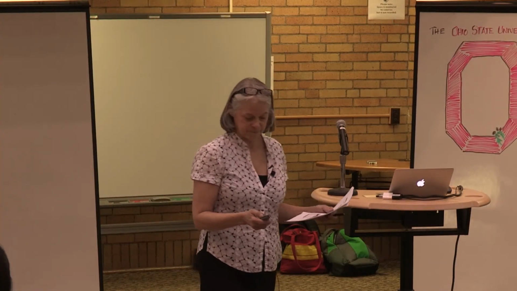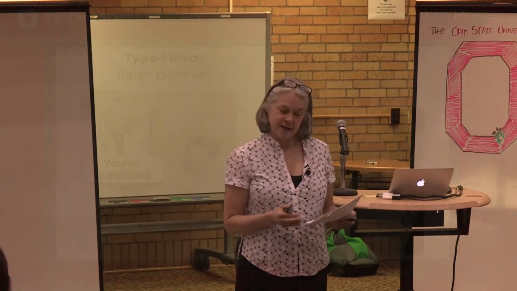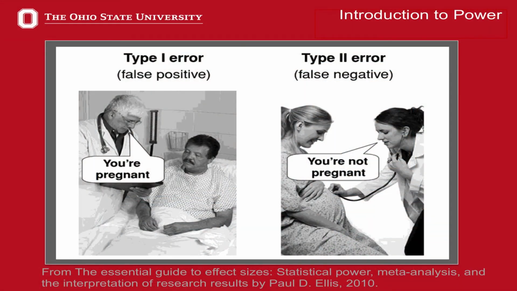I also like these images that help me visualize the two types of error. In this case, the null is that you're not pregnant. The doctor on the left is clearly making a type 1 error because he's telling the man, who is obviously not pregnant, that he is pregnant. And the doctor on the right, who's examining a woman who is clearly pregnant, is making a type 2 error because she is not detecting a difference when a difference is actually there.